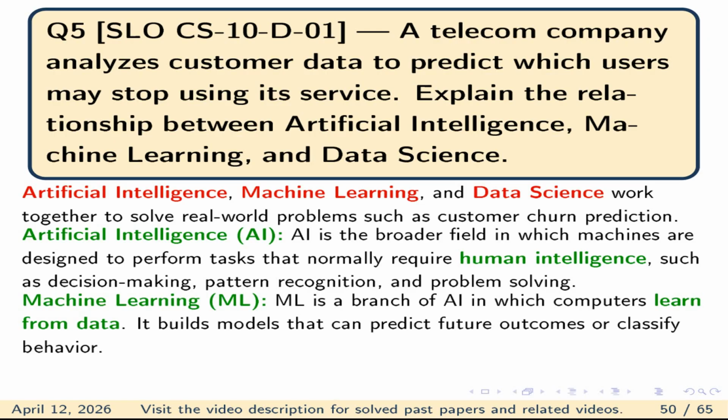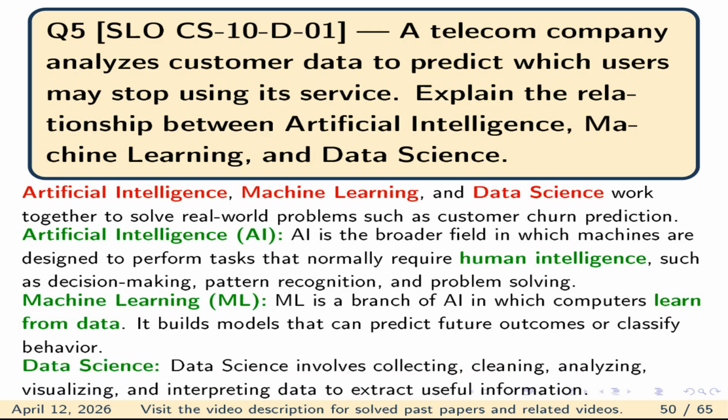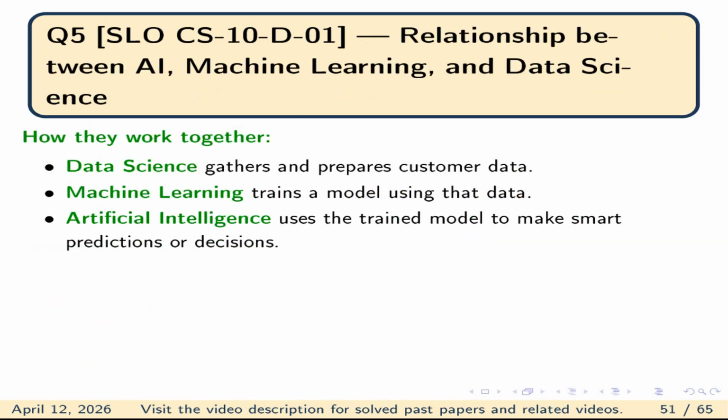Machine learning (ML) is a branch of AI in which computers learn from data. It builds models that can predict future outcomes or classify behavior. Data science involves collecting, cleaning, analyzing, visualizing, and interpreting data to extract useful information. How they work together: data science gathers and prepares customer data, machine learning trains a model using that data, and artificial intelligence uses the trained model to make smart predictions or decisions.